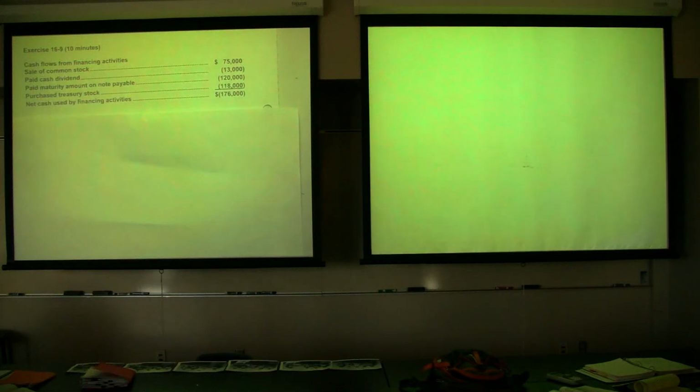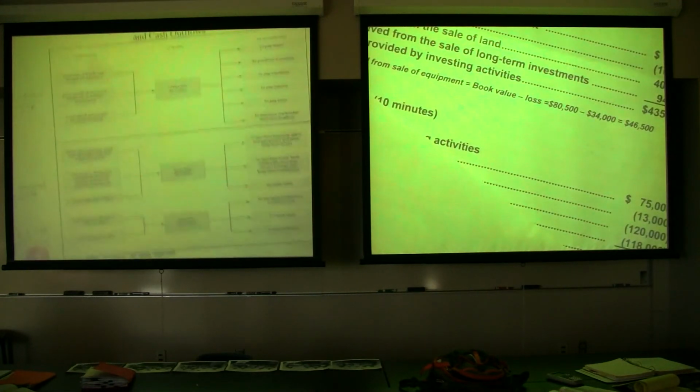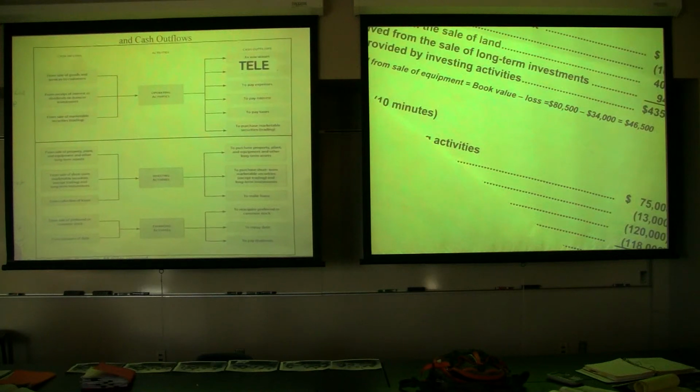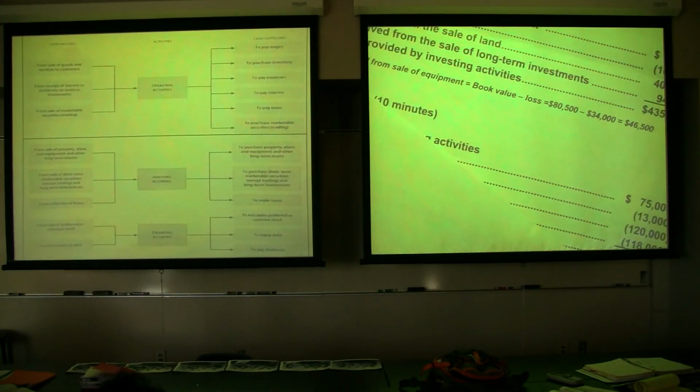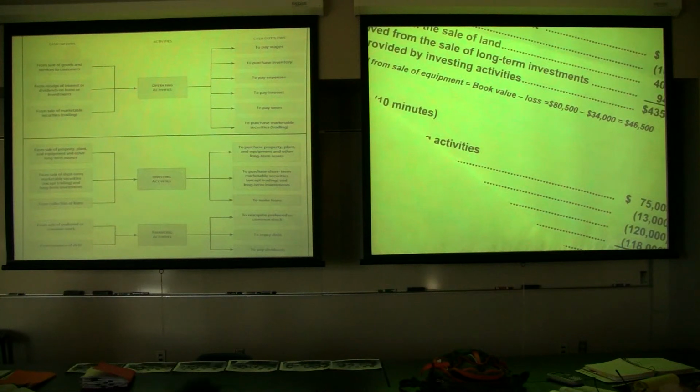Now, let me put this up here. I had a couple of requests for some more detail. See if this is an answer to your question, okay? So, here we have operating activities: cash inflows from the sale of goods and services, from the receipt of interest, dividends, and loan payments, from the sale of marketable trading securities. Those are operating activities. And outflows: pay wages, purchase inventory, pay expenses, pay interest, pay taxes, purchase marketable trading securities.